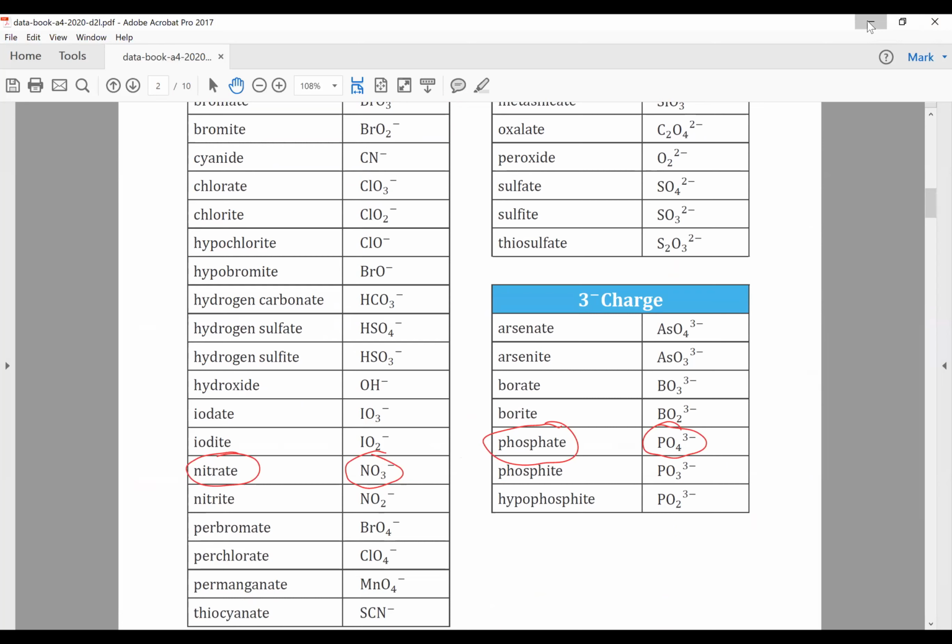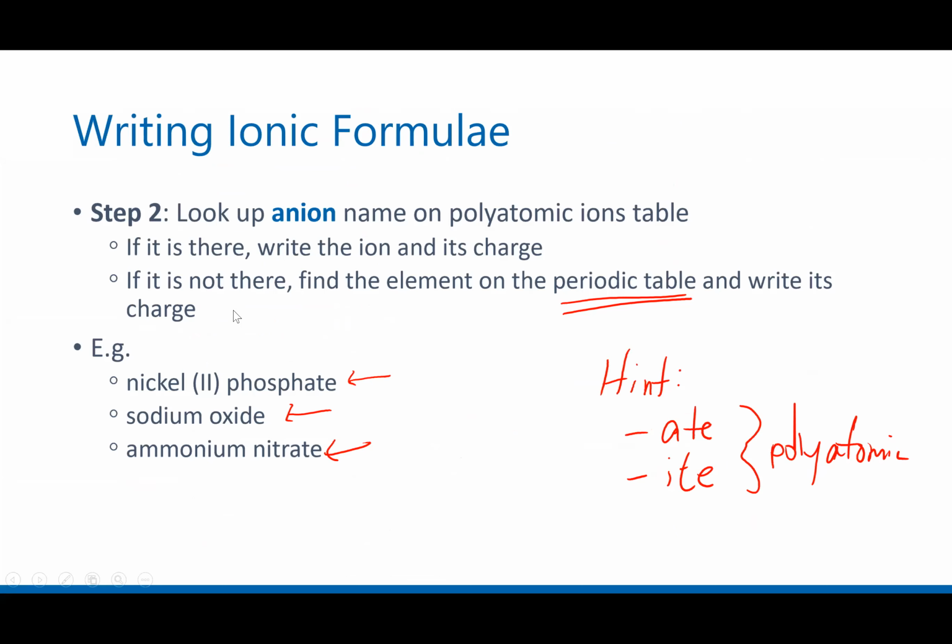So phosphate would be PO4 3-. Nitrate would be NO3- up top. And then sodium oxide would just be O2-. Now, why is that different? Well, if I go back to my data booklet, I've got a lot of clicking around today, I'm sorry.